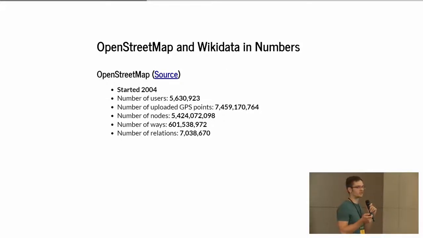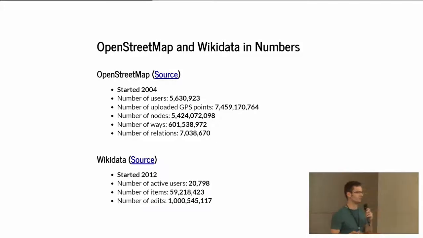Just a quick overview of the numbers. OpenStreetMap started in 2004 and has a bunch of data, like over 5 million users, 7 billion GPS points and so on. And Wikidata is a much more recent project, with only 20,000 active users. This distinction is because when you work with Wikidata, you use the same login as you would use for Wikipedia. So actually, there would be a lot more, but this is only the active part of them.